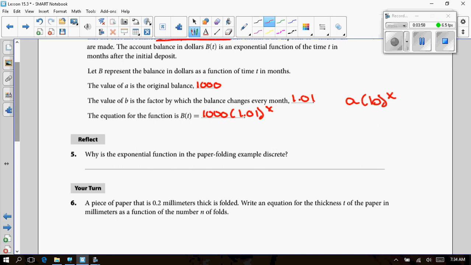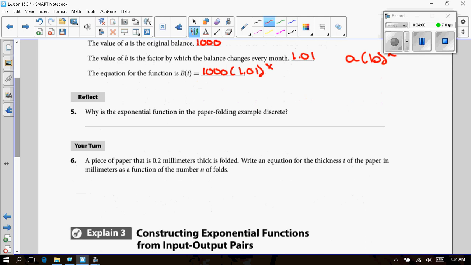Okay, so I want you guys to answer number 5. Why is the exponential function in the paper folding example, example A, why is it discrete? So go ahead and hit pause here and take a minute or two to write down why it is discrete.